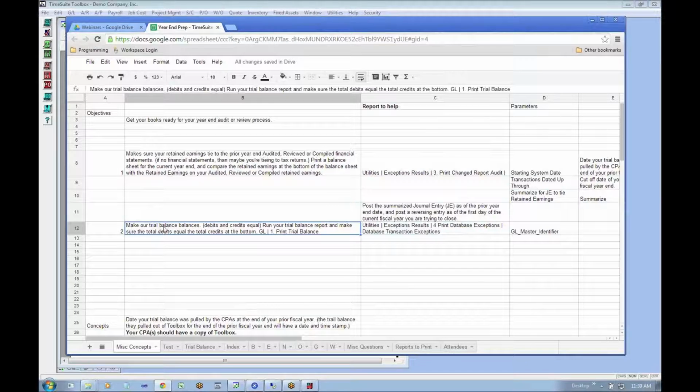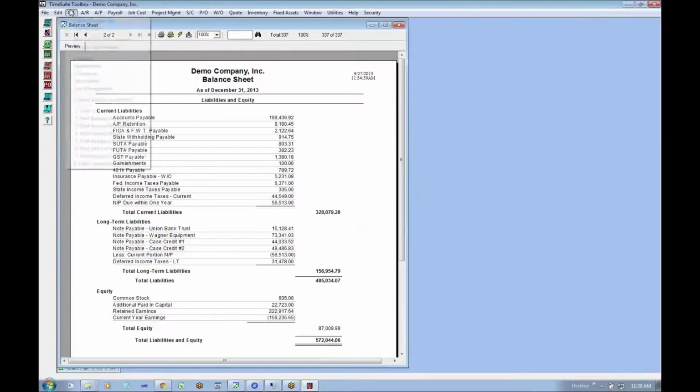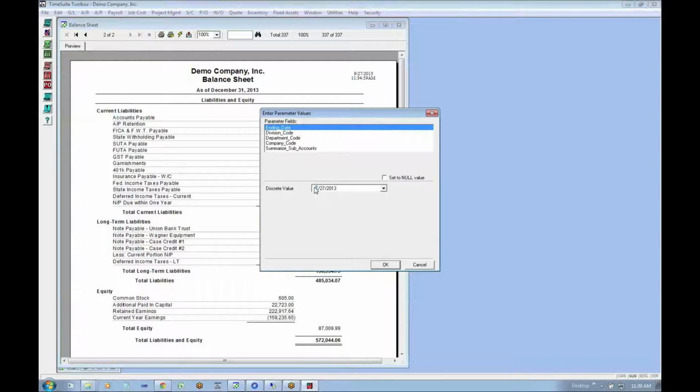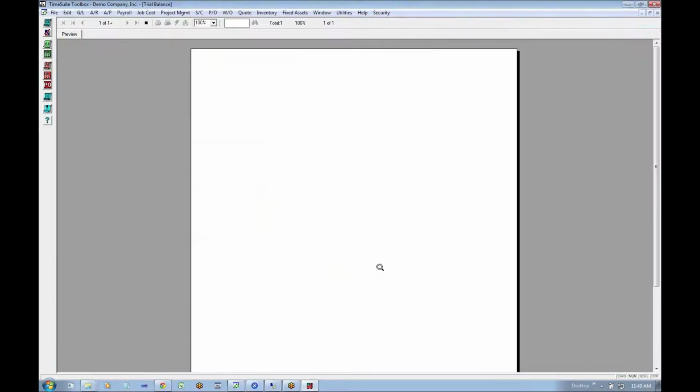So the next step would be to make sure your trial balance balances the debits and credits, and basically we'll do that. So we go General Ledger, Trial Balance, and we say, actually we're going to go 2013 for your cutoff date.